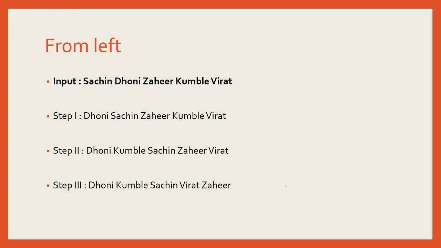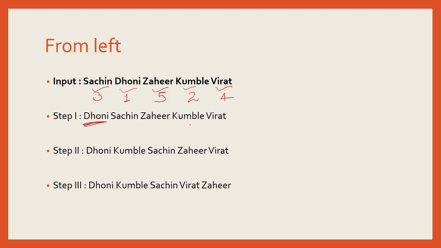So from left, the first variation, we have the input string Sachin, Dhoni, Zahir, Kumble, Virat. What has happened in step 1? If I want to order these 5 names alphabetically, we can see Dhoni is the first one that will come alphabetically. Then we will have Kumble, then Sachin, Virat and Zahir. So in step 1, I have brought Dhoni ahead because Dhoni is the first alphabetical word and the rest have remained the same: Sachin, Zahir, Kumble, Virat in the same order.